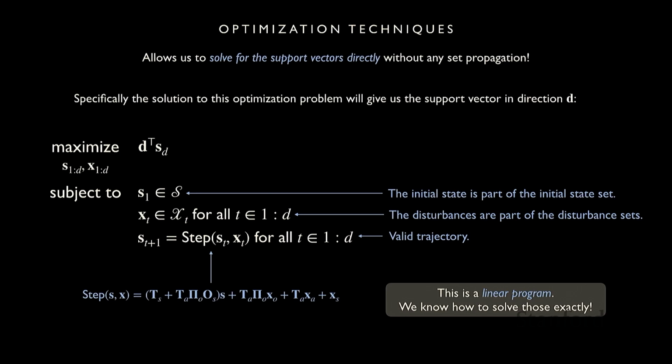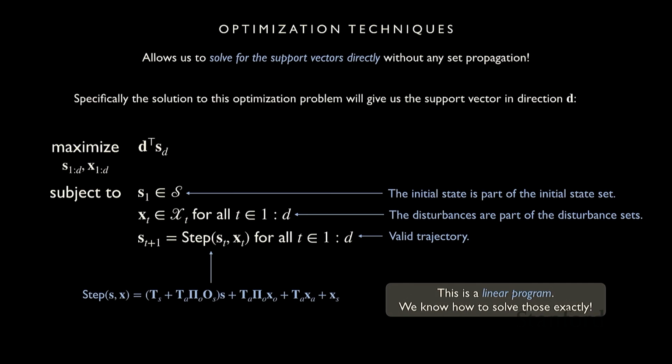Yeah. So in this optimization problem, the variable we're optimizing is S1 for D and X1 for D, right? And then what do we assign to D, the vector D? This would be something you have to pick. So in order to get a bounding polytope, you'll have to solve it in a few directions in order to make sure you get enough support vectors to bound it.